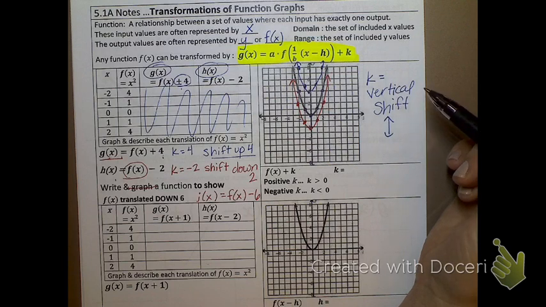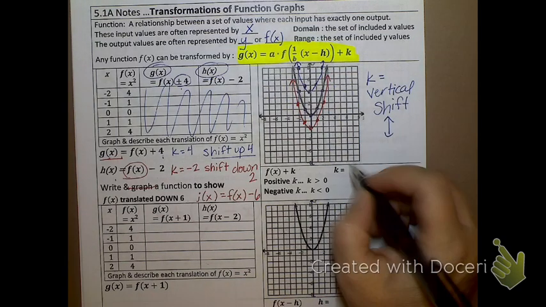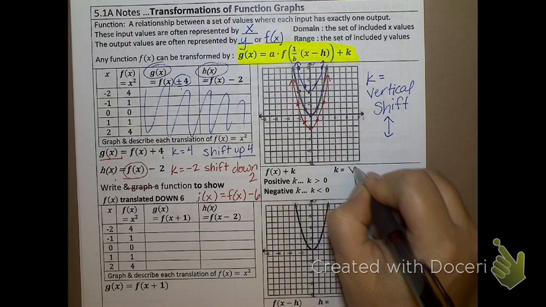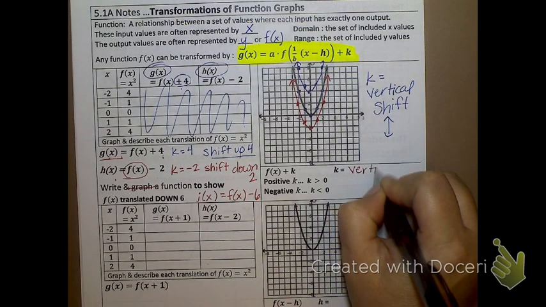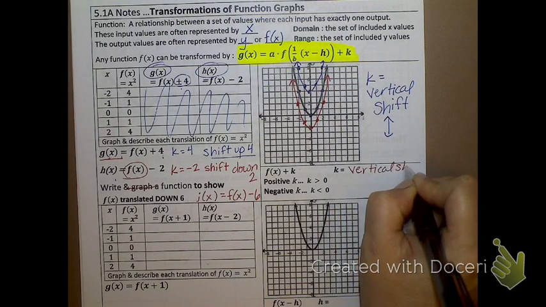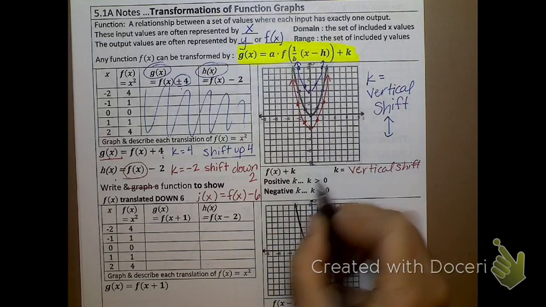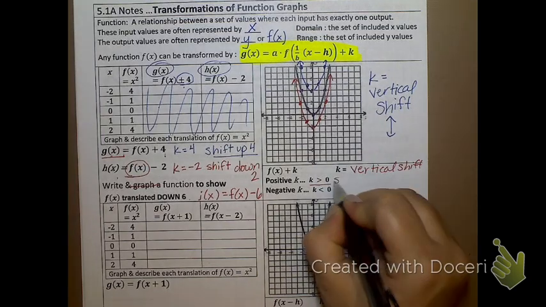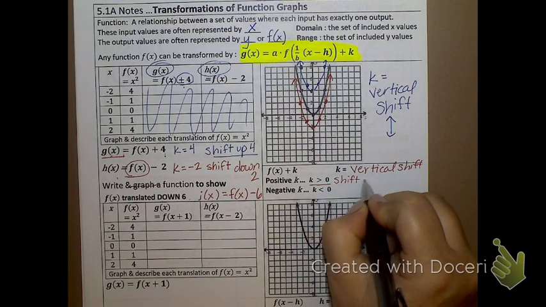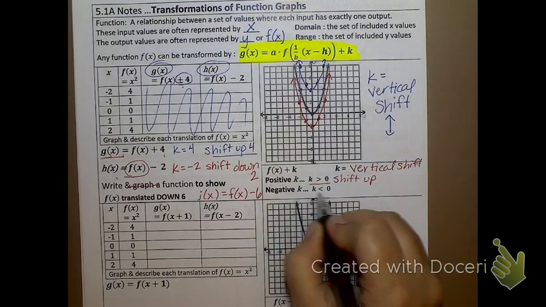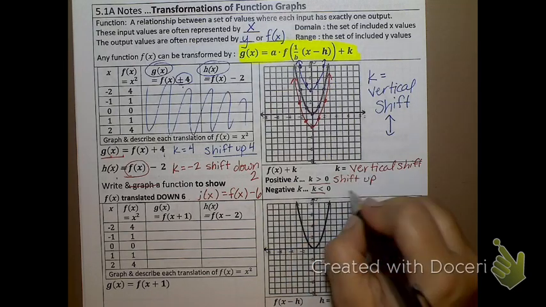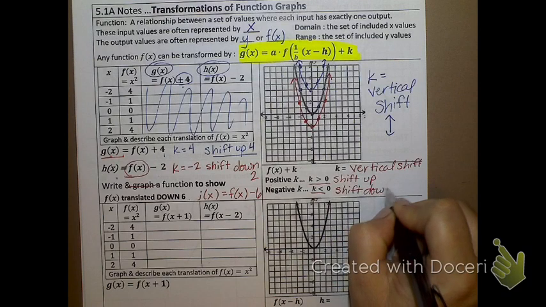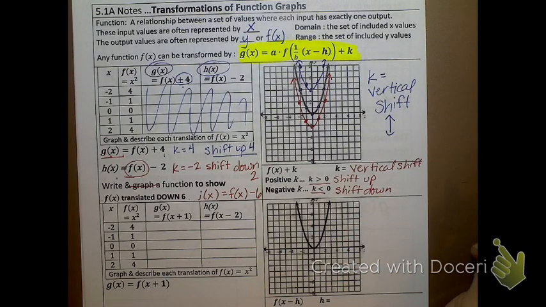Yes? Good answer. All right, so here's a little summary. K is a vertical shift. When K is positive, or in other words, it's greater than 0, it is a shift what? Up. And when K is negative, or in other words, K is less than 0, it is a shift down. So?